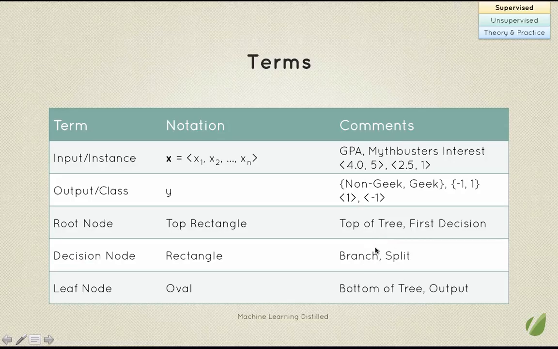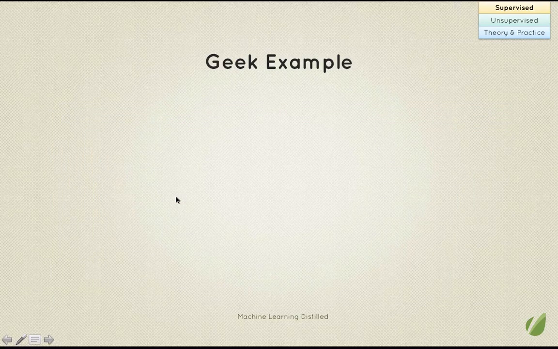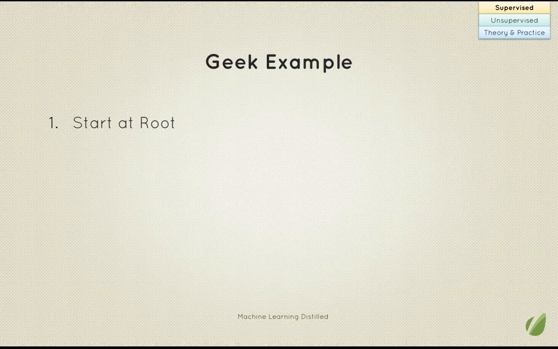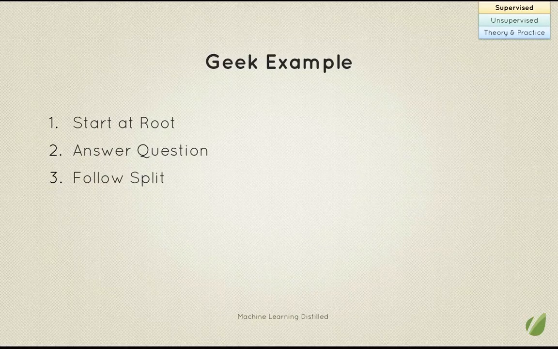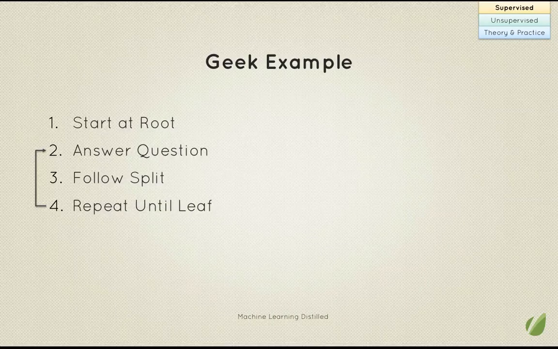So what we see is that the root node is the first decision. Each subsequent node is a decision node where a branch or split takes place, and then at the bottom of the tree we'll have our output, our classification Y. Let's begin with an example of how to use decision trees using our geek data set. First, we start at the root. We answer a question, we follow the split based on the answer to that question, and then we repeat until we're on a leaf node.